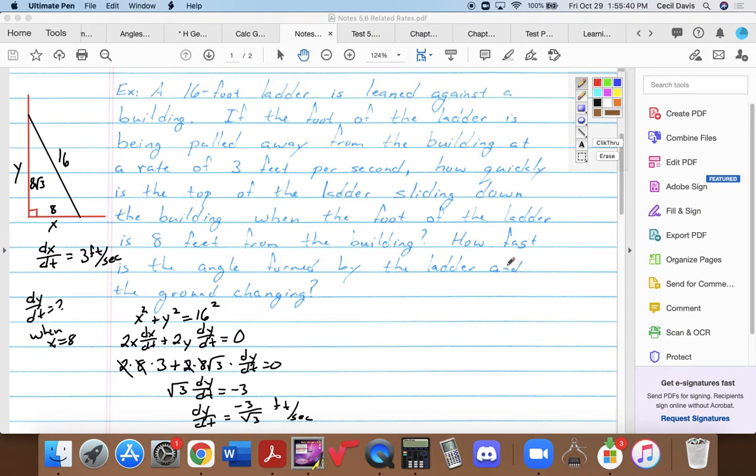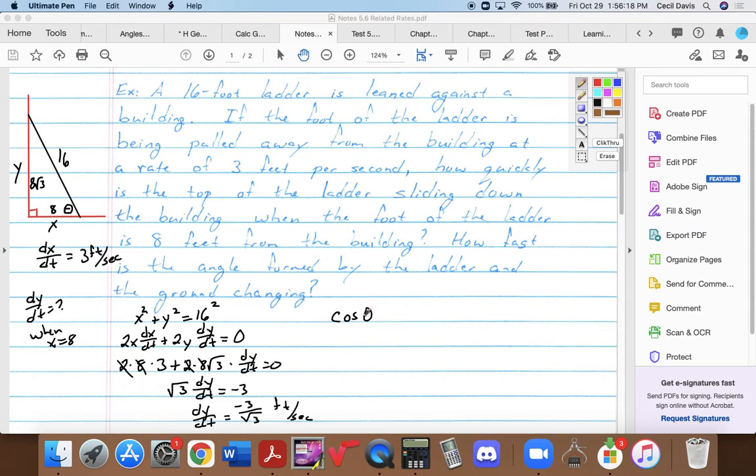All right. The other question that was asked on this one is, how fast is the angle formed by the ladder and the ground changing? Well, here's the ladder and here's the ground. So that's theta. So I need something that relates this angle to some other quantities. Since we know the most about x, I'm going to do cosine, because x is adjacent and 16 is a constant, is the hypotenuse.